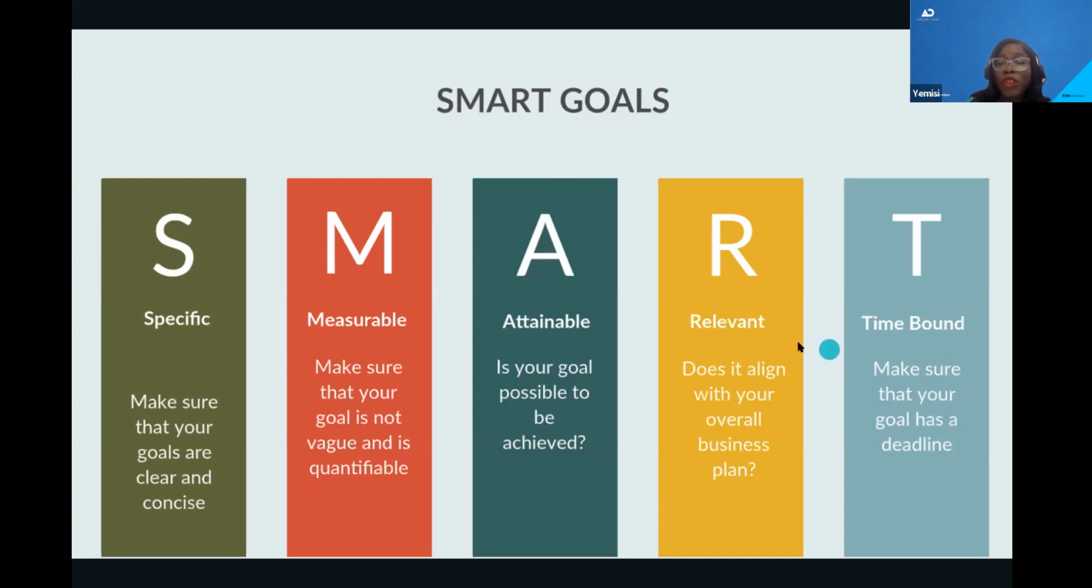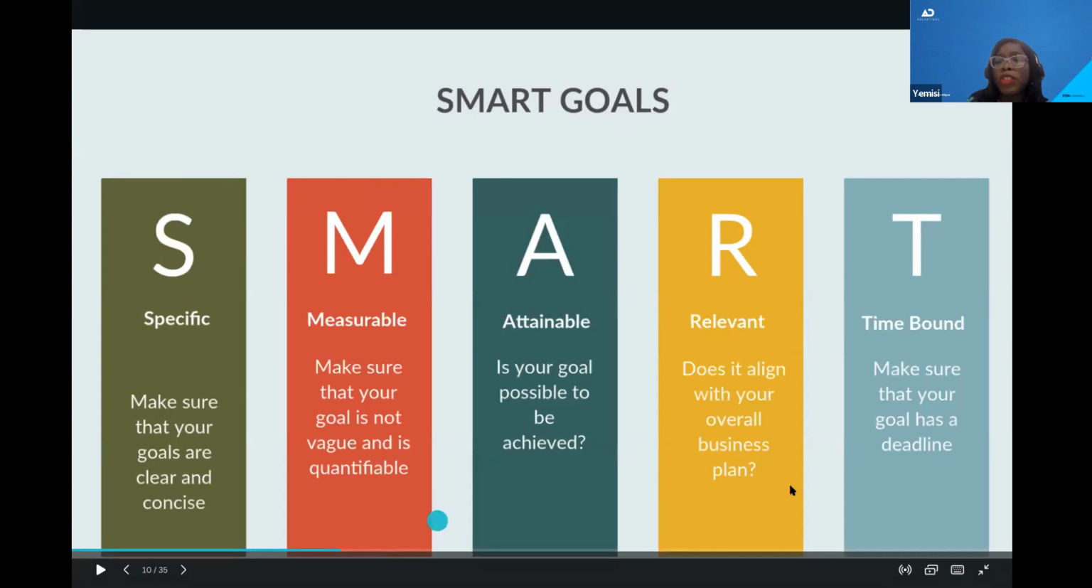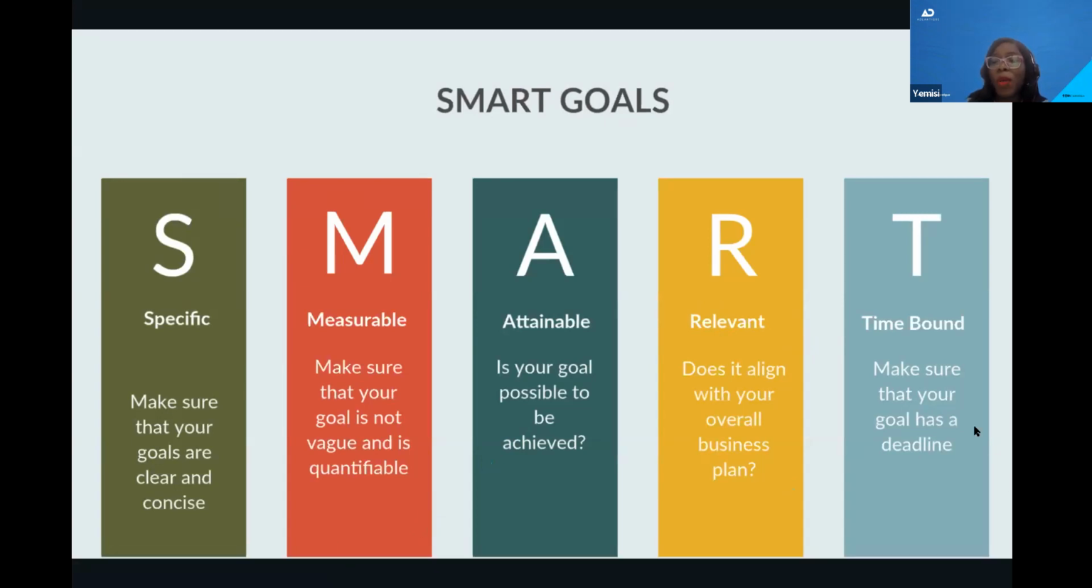Okay, and we're not saying you should not be ambitious as a business owner. We're saying that you can have ambitious dreams that are attainable, so that you don't put yourself under unnecessary stress. Okay, you also want to ensure that your goals are aligned with your overall business plan.